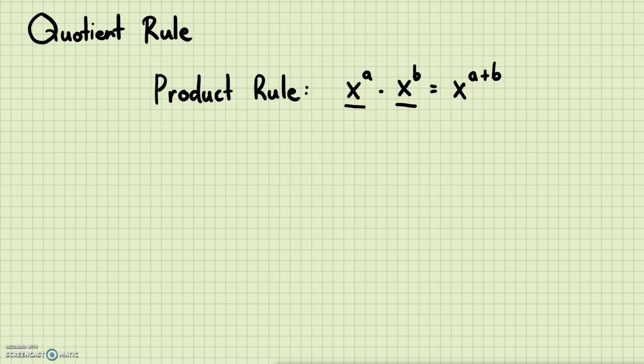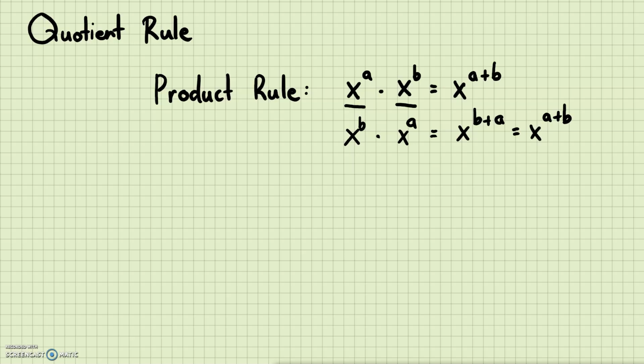The product rule is actually a bit simpler than the quotient rule because even though the order becomes different here, the result would be the same, because both multiplication and addition are commutative. That's the same thing as saying x to the a plus b. Now the quotient rule follows the same process.